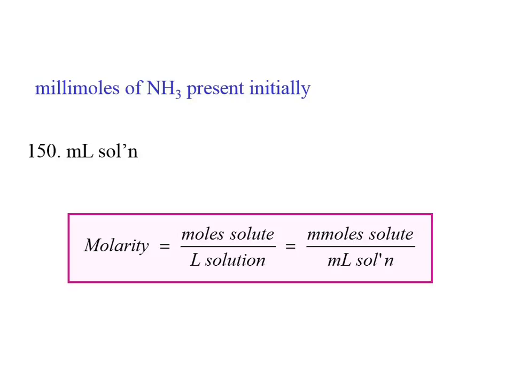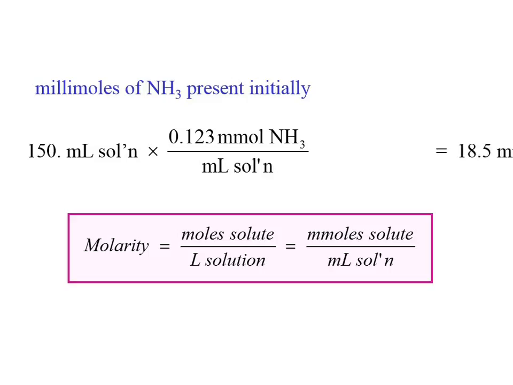With that in mind, if you go back to your original problem, it said that you had 150 milliliters originally of your ammonia solution. It gave its molarity as 0.123 molar. That means there's 0.123 millimoles of ammonia in 1 milliliter of solution. Rounding to 3 sig figs, the millimoles of ammonia we start out with is 18.5. So again, that's what we have to go ahead and now react with our HCl.